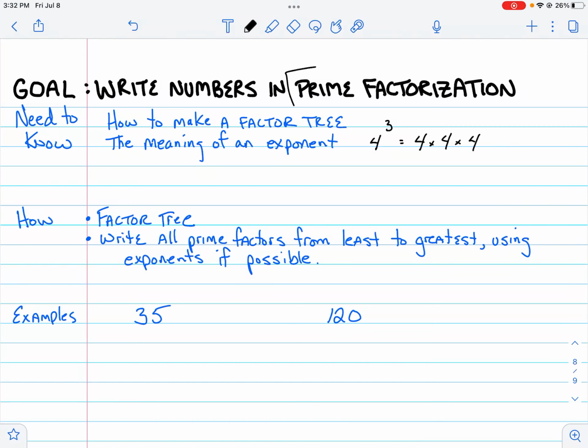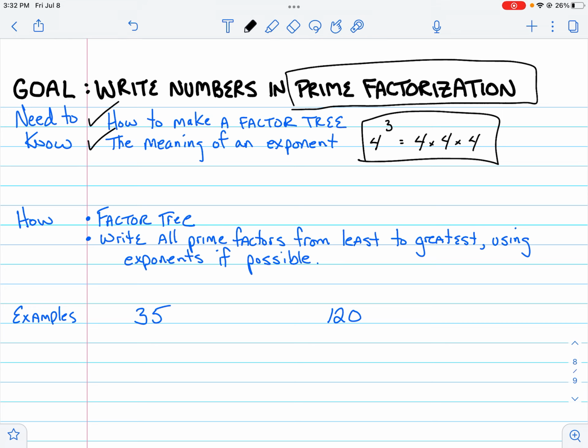If you need to write numbers in prime factorization, that means you're going to need a factor tree, and you're going to need to know the meaning of exponents in many cases. Here's just a reminder of what exponents mean, and you can go back and forth on that as far as exponents go. So let's go ahead and start our 3 examples straight away by doing a factor tree on the number 35.